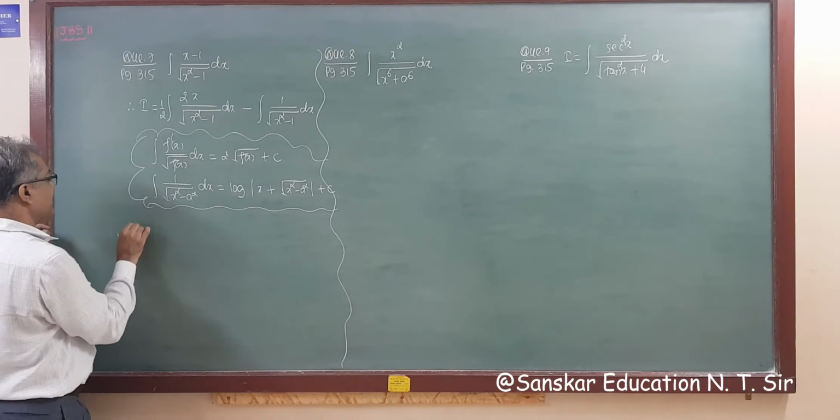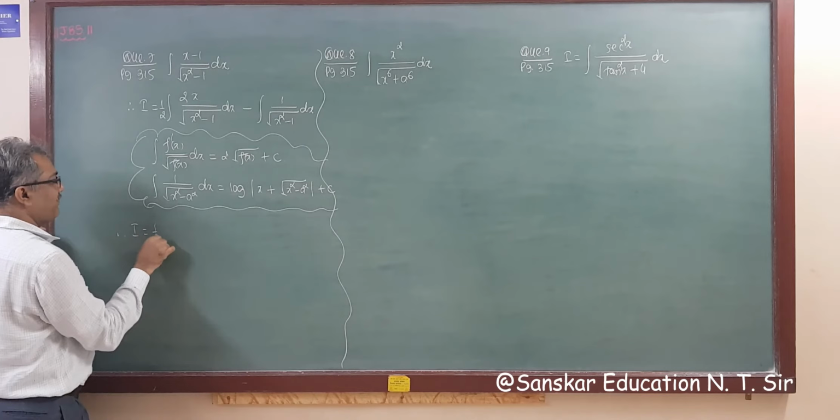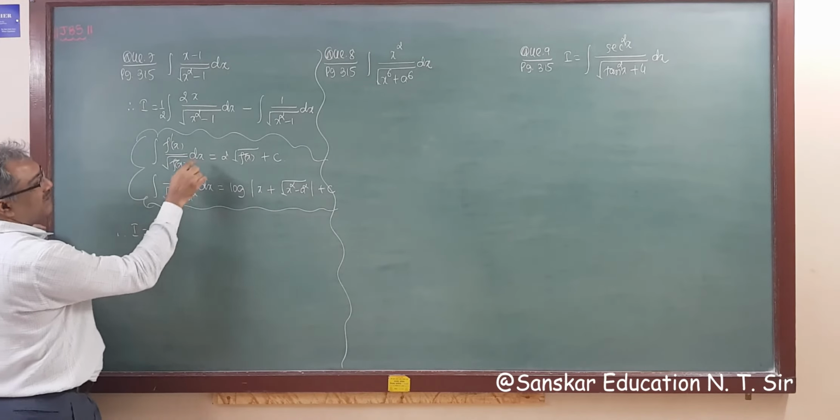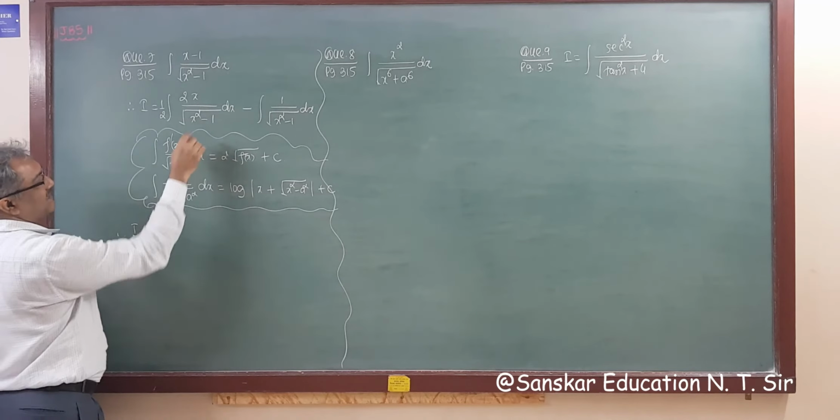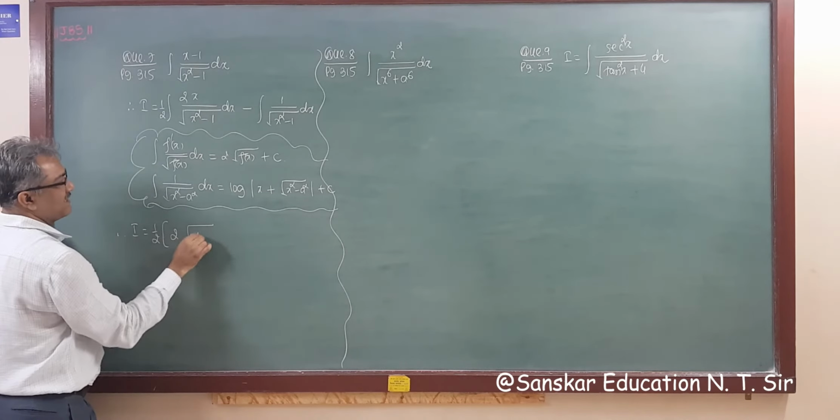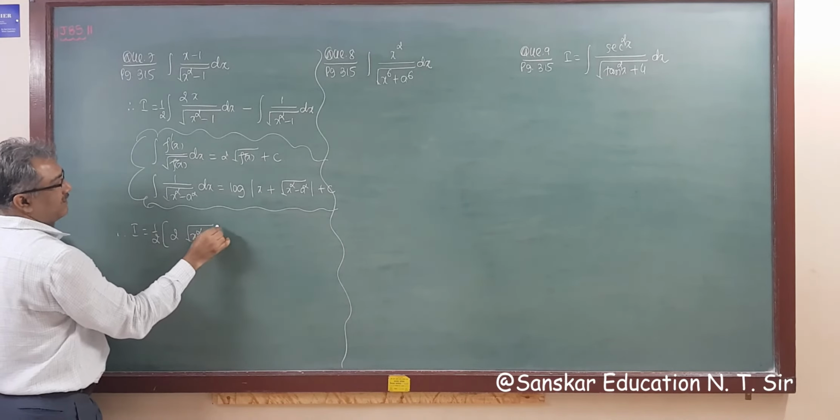So what is your answer now? I is equal to half. The derivative of the denominator is in the numerator, the answer is 2, and root of x, that is root x square minus 1.